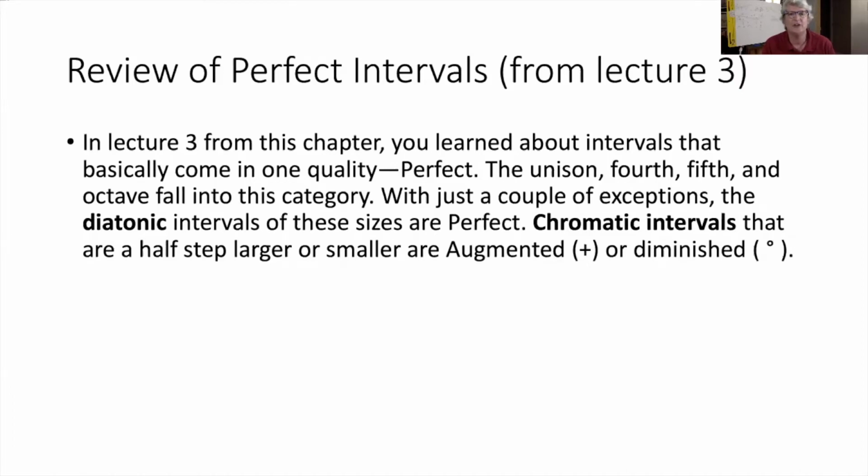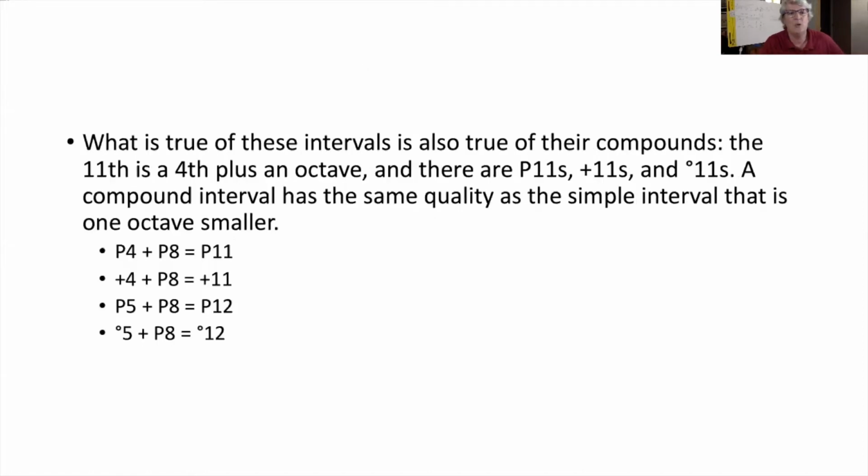When we take a perfect interval and we make it a half step larger, it becomes augmented. When we take a perfect interval and we make it a half step smaller, it becomes diminished. What is true of these intervals is also true of their compounds. So if you see something that is like a fourth, let's say it's from C3 up to F4, because the 11th is a compound of the fourth, it too will tend to be perfect, but it might be augmented or it might be diminished. A compound interval has the same quality as the simple interval that is an octave smaller.